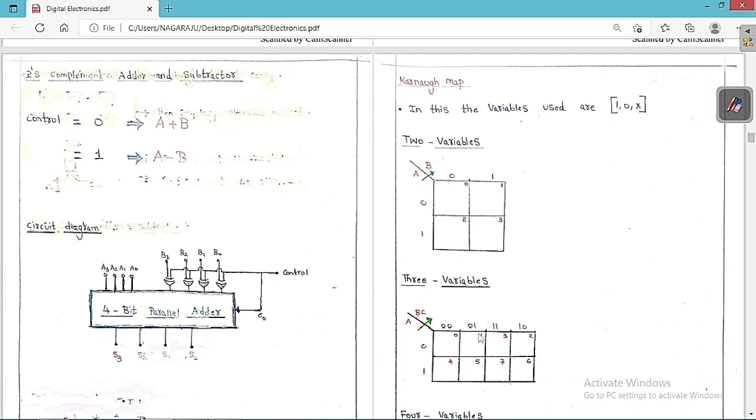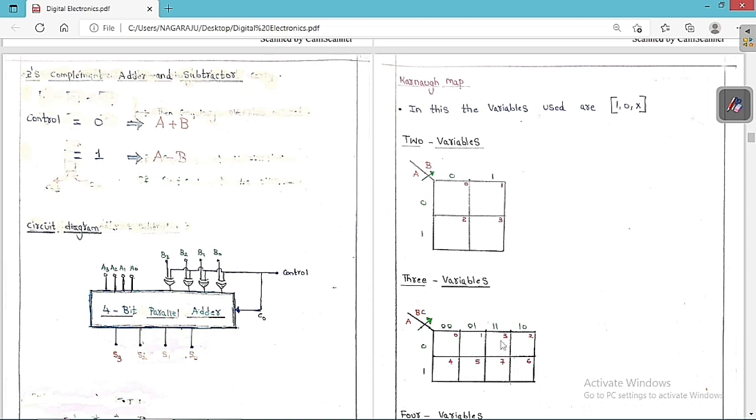So this is the way that we are going to do this one. Any two adjacent cells will have only one variable changing and the remaining variables are constant. This is the point that you always have to keep in your mind. So 0, 1, 2, 3, 4, 5, 6, 7.